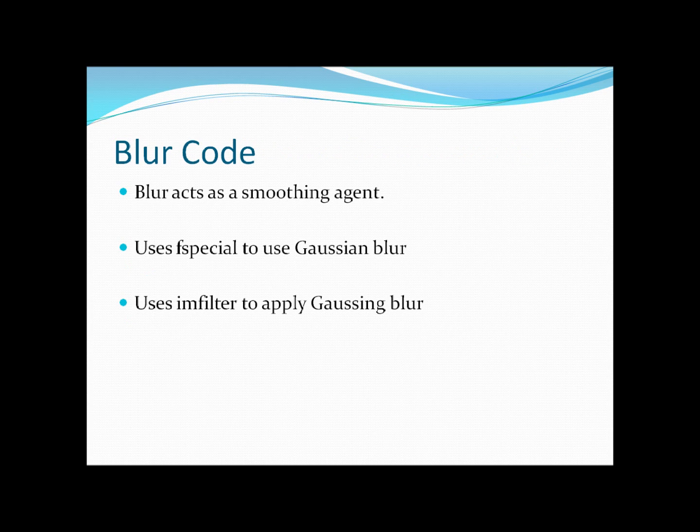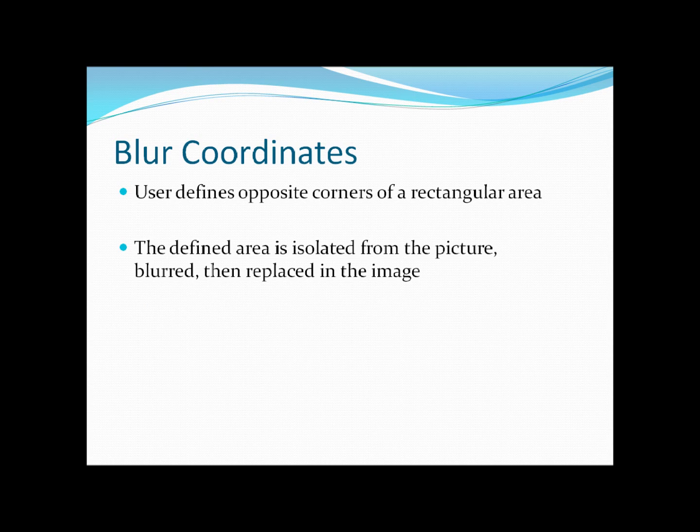And so after the second attack method, you have an option to implement the third, which is the blur. And like I said, it smoothens out the remaining parts of the watermark that seem a little distorted. And so this puts the final touches. And the way we did this was to have the user define opposite corners of a rectangular area, and then that area is removed from the picture, blurred, and reinserted into the picture.